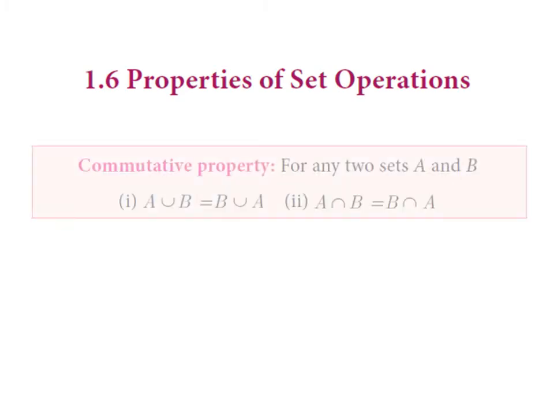Next we are going to see some properties of set operations. First one, commutative property. For any two sets A and B, first union: A union B is equal to B union A. Then intersection: A intersection B is equal to B intersection A. This is the commutative property.